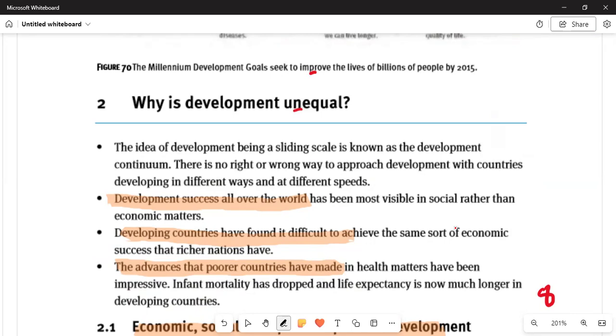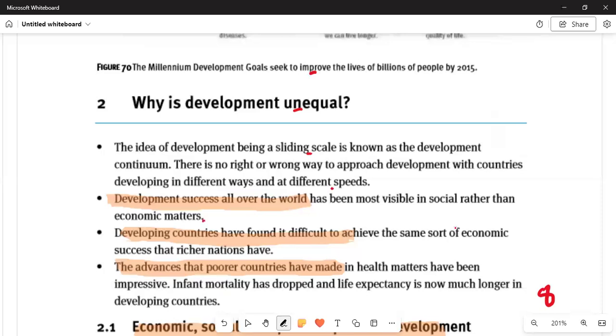Development, the idea of development, is a sliding scale. It is a sliding scale. It is known as the development continuum. We are saying that there is no right or wrong way to approach development, with countries developing in different ways and at different speeds. Number 2, that has been most visible in social rather than economic matters.